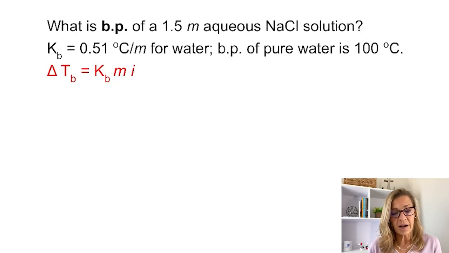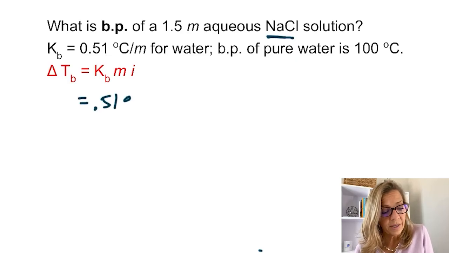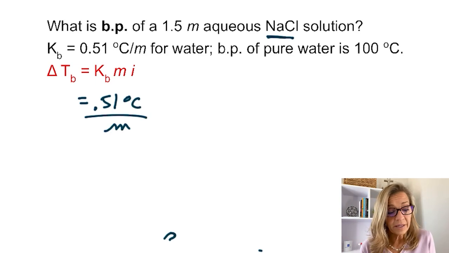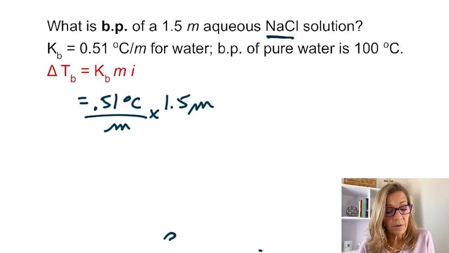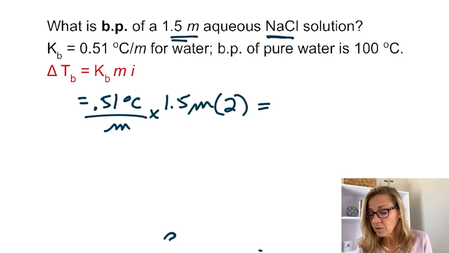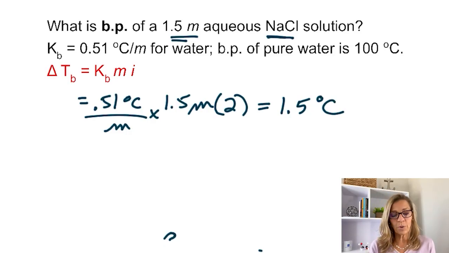So let's do an example here. I've got a sodium chloride solution, and we're going to find the boiling point of that solution. And so the boiling point elevation would be the Kb, so 0.1. Now notice the units here. It's degrees C per molal. The molality of the solution is 1.5 molal. That's given. And then i, in this case, would be 2. And so the boiling point elevation is 1.5 degrees C.